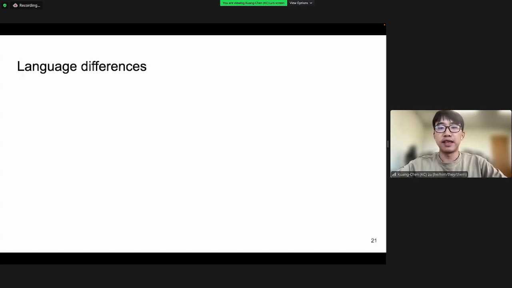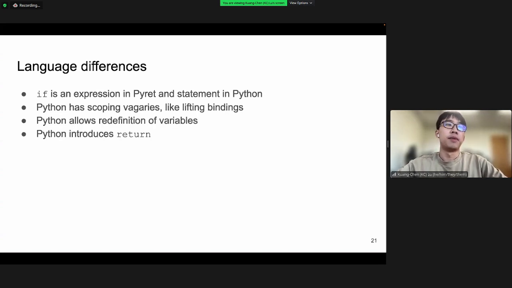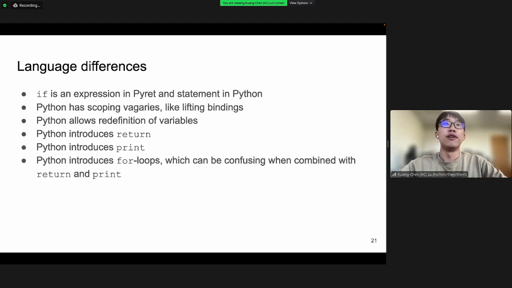We studied many language differences. For example, if is an expression in Pyret but a statement in Python. And Python has weird scoping rules like lifting binding from inside an if statement to the nearest function body. And Python allows redefinition of variables. Python has return statement and print and for loop, which can be confusing when combined with return and print.